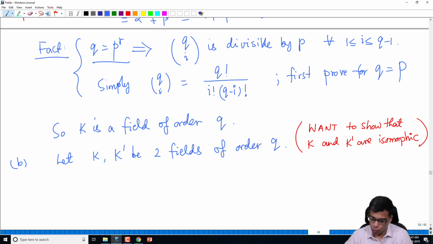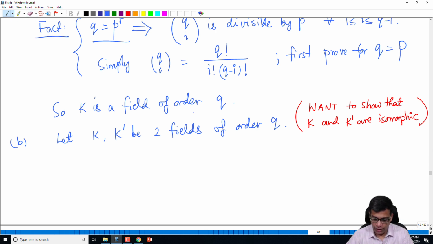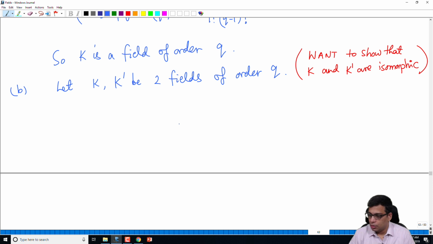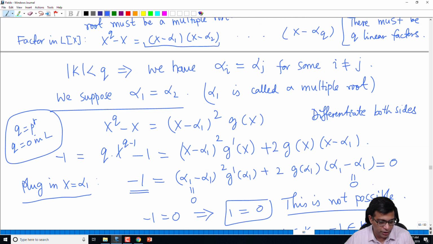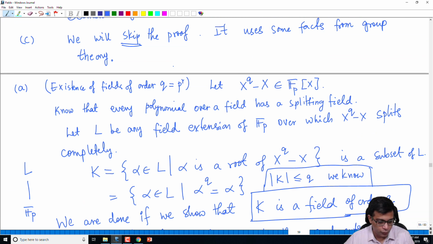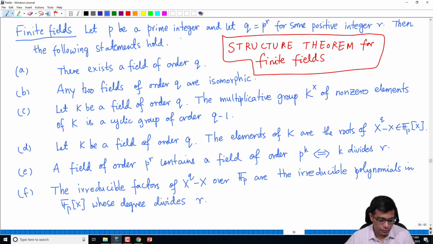Okay, so let's prove that. What we have is by part, so I forget the part. Part B is the statement that any two fields of order q are isomorphic. We know part C, though we didn't prove it, we are going to make use of it.